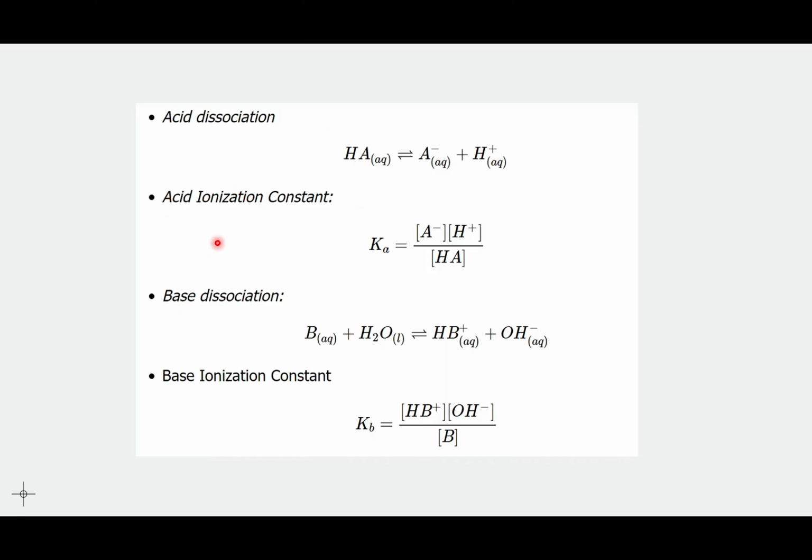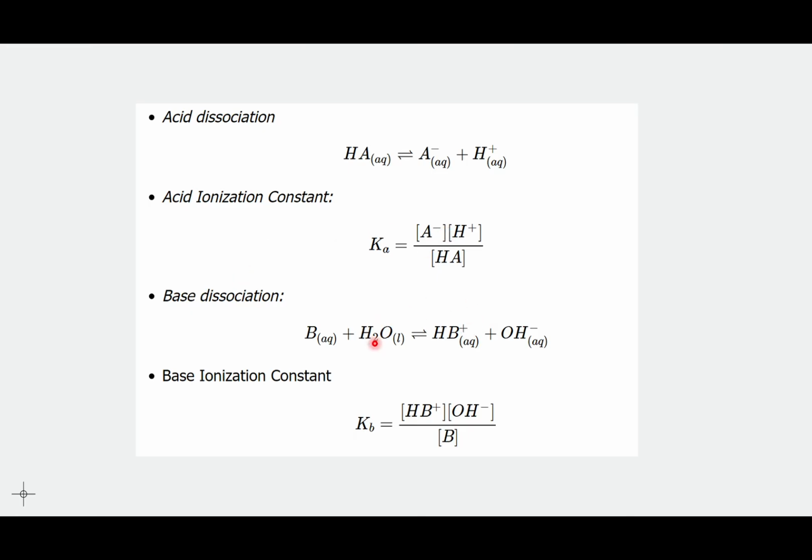And how do we get the acid dissociation constant? You use Ka. So the acid dissociation constant Ka is given by the products divided by the reactants. So it's going to be the concentration of our conjugate base, the concentration of hydrogen ions, divided by the concentration of the acid itself.